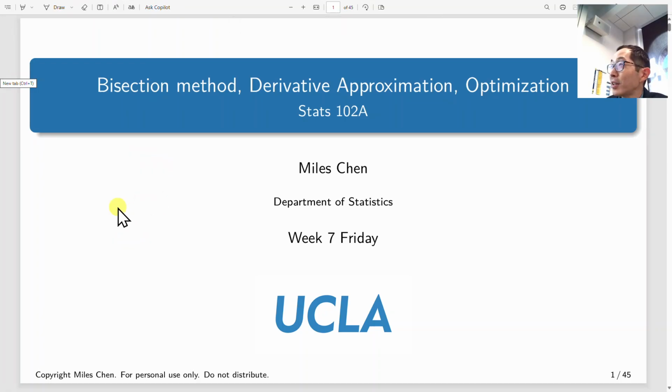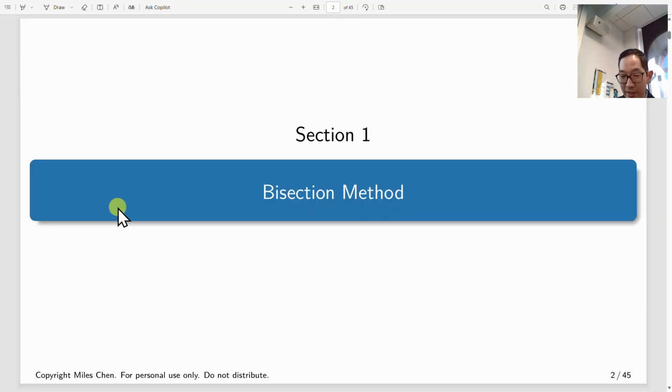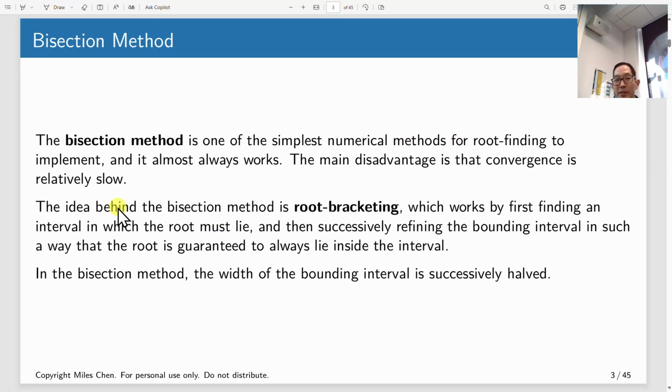All right, so we are continuing our lectures on numeric methods. We left off talking about root finding methods, and there was one method, bisection method, that I briefly introduced, but I've got some pictures to go along with it in this lecture. We'll also look at some derivative approximation, and we'll introduce this topic of optimization. So let's go ahead and take a look at bisection method.